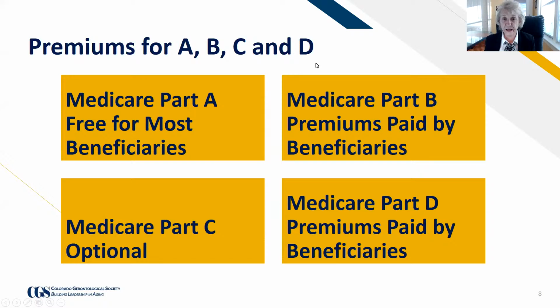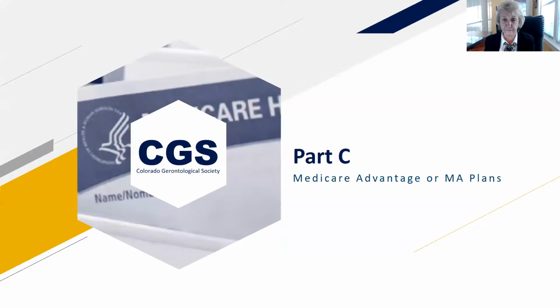The premiums for A, B, C, and D are paid differently. Part A is paid for most beneficiaries because they've paid into Social Security and into Medicare. The Part B premiums are paid by beneficiaries themselves. Part C is optional, so you only pay a premium if you join and become a member. And Part D premiums are again paid by the beneficiaries to the prescription drug plan.